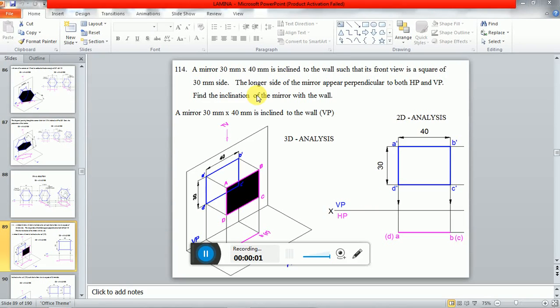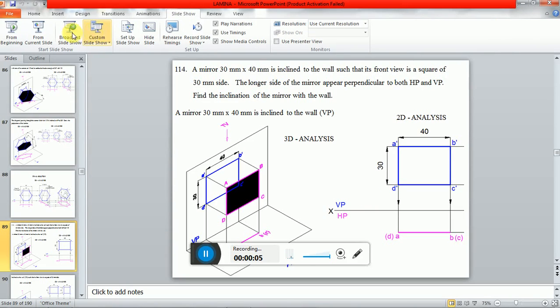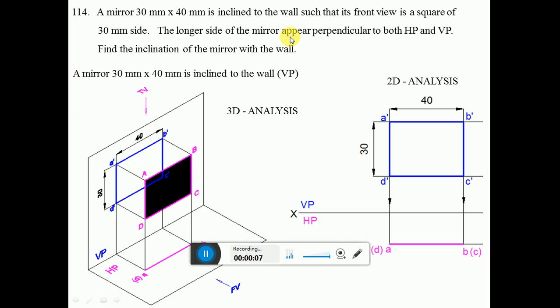Now, the next problem is: a mirror of 30 mm by 40 mm is inclined to the wall such that its front view is a square of 30 mm side. The longer side of the mirror appears perpendicular to both HP and VP. Find the inclination of the mirror with the wall.